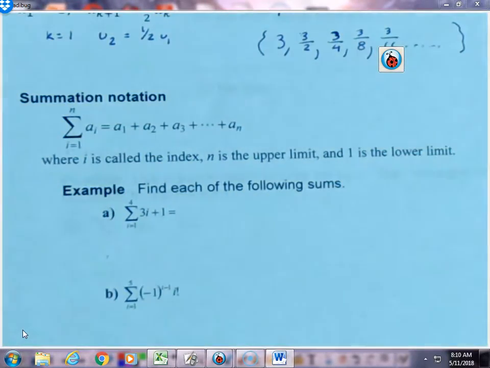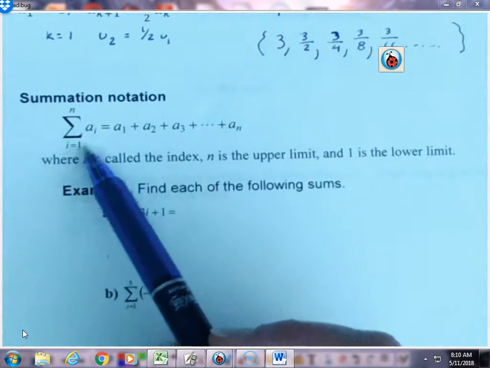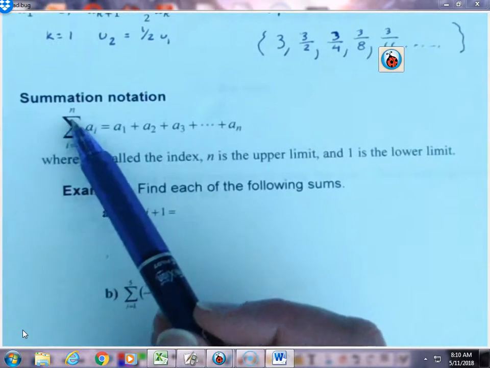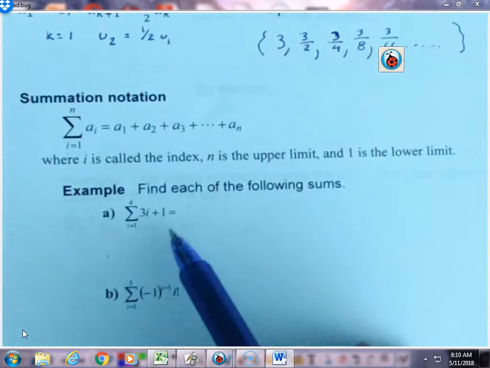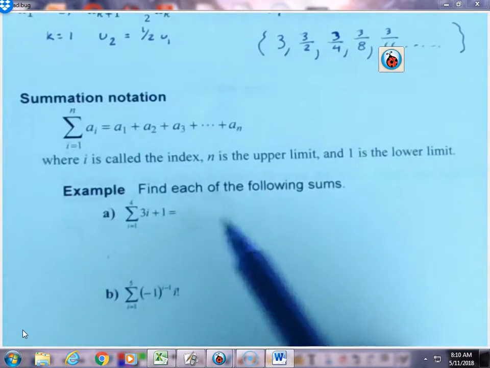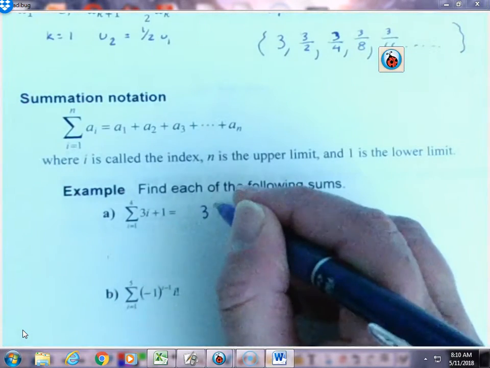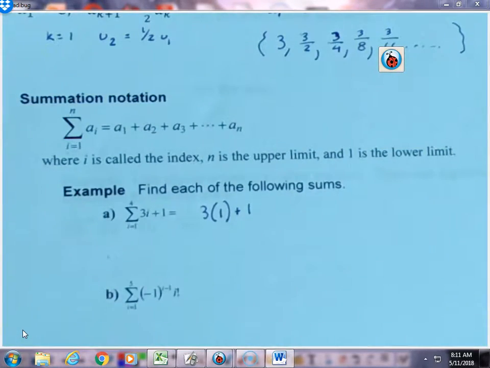Okay, and what they're telling you to do is something like this: put in 1, and then 2, and then 3, and then 4, all the way till you get to whatever the upper limit is. So, for example, on this one it says, find the summation from 1 to 4 of 3i plus 1. So what they want you to do is substitute in 1. So 3 times 1 plus 1.